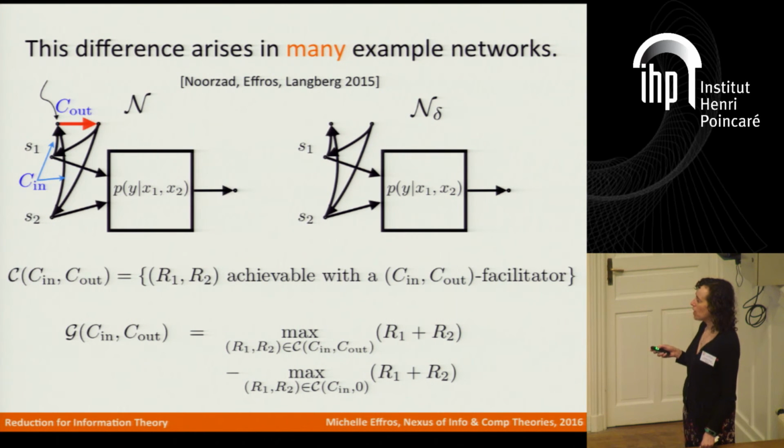And we'll define that gain as the difference between the rate R1 plus R2 that you can get when this edge is here, and the rate R1 plus R2 you can get when that edge is not here. In other words, when C out is equal to 0. So that's the gain associated with this cooperation facilitator. It's obviously a function of both C in and C out.